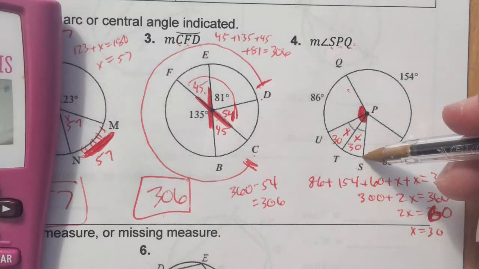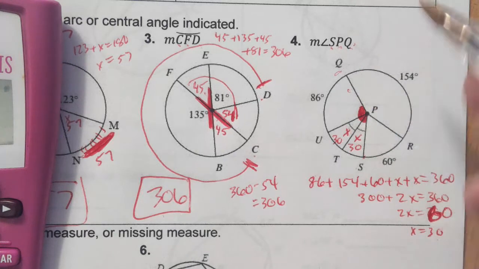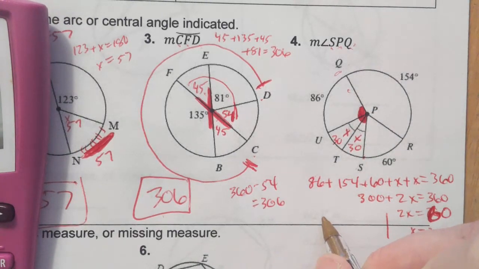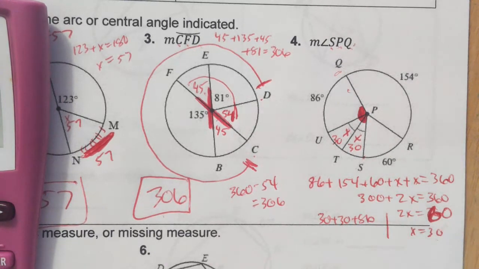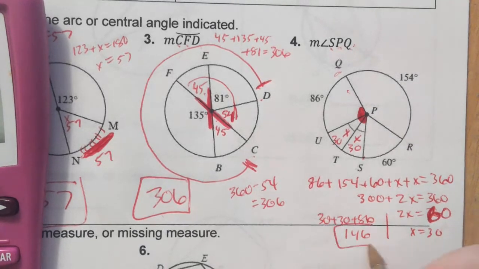All right, so what if they asked us for SPQ? So they want all of this basically right here. So in this case, it would be 30 plus 30 plus 86. Put that in the calculator and you get 146. So that would be your answer.